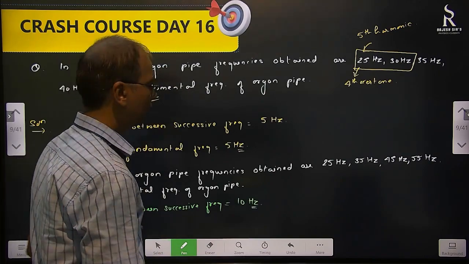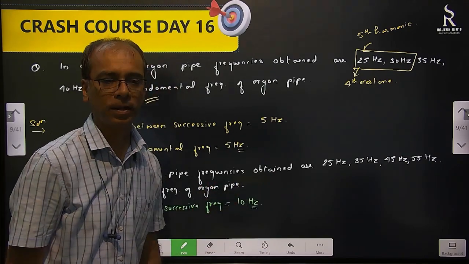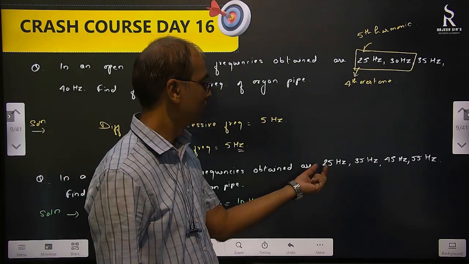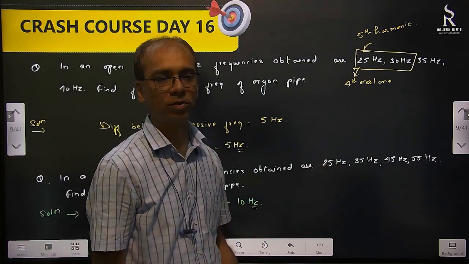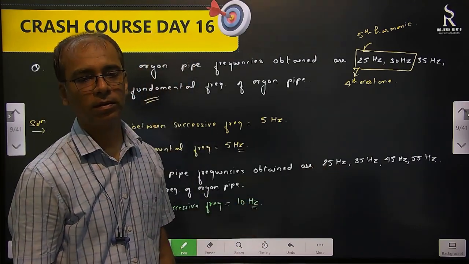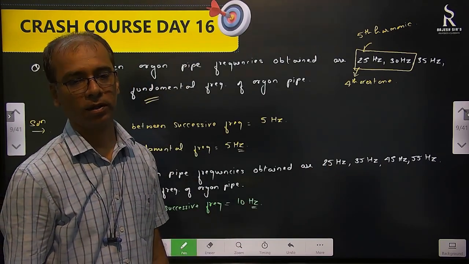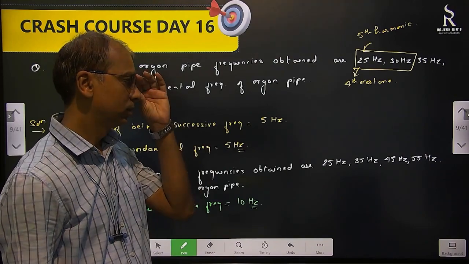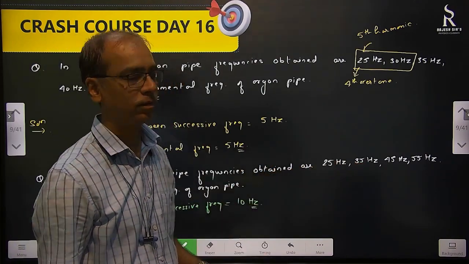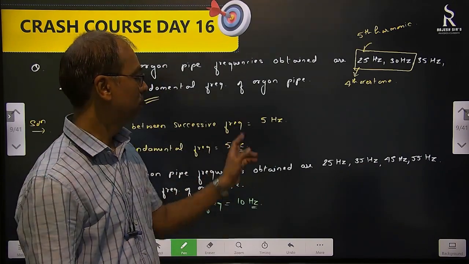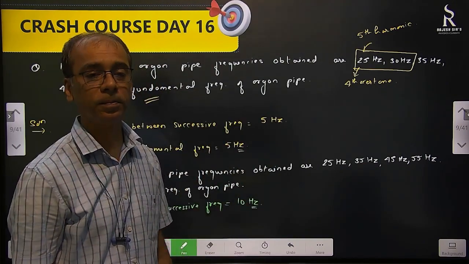Now, can I say 10 Hz is the fundamental frequency? I can't. The reason is that 10 into 2.5 is 25 Hz. That is not the harmonics that we get here. 35 is also 3.5 times, 45 is 4.5 times. So this is not correct. The same logic we cannot apply in this.